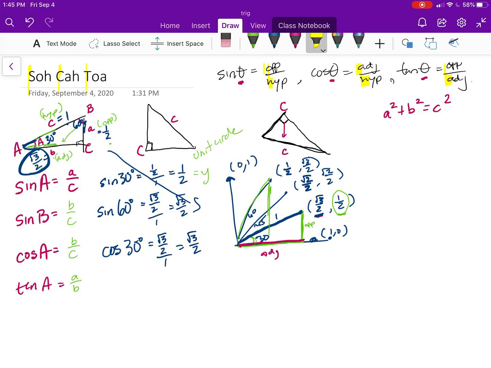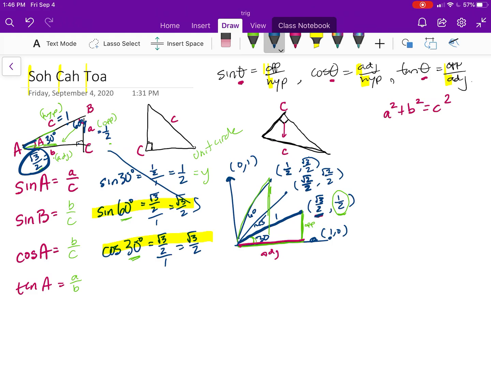And one thing to point out here, notice sine 60 and cosine 30, we get the same. Anytime we have complementary angles, they add up to 90, sine and cosine will have the same values. Okay, so sine of 30 is the same as cosine of 60. If I knew the sine of 80, that would be cosine of 10. Those are complementary functions.